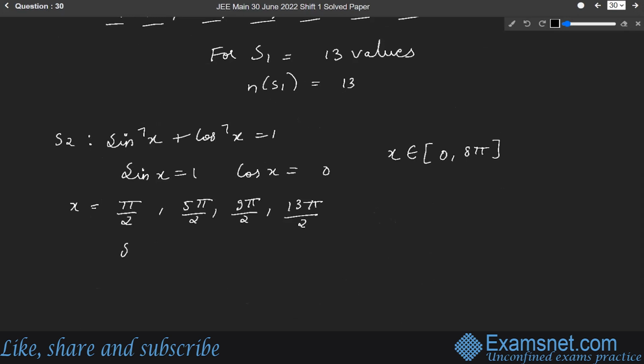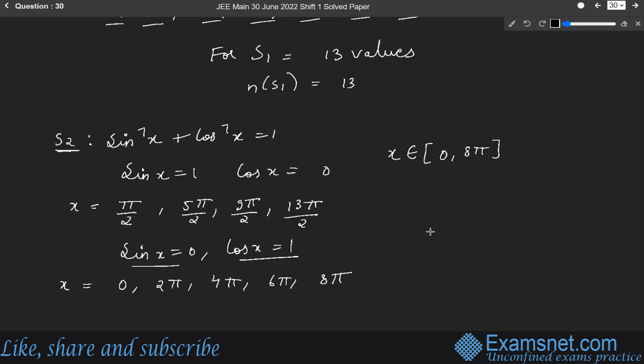It should also satisfy sin x equal to 0 and cos x equal to 1. So the possible values for x for this will be 0, 2 pi, 4 pi, 6 pi and 8 pi. We know that sin 0 is 0, cos 0 is 1. Sin 2 pi, sin 4 pi, sin 6 pi, and sin 8 pi will be 0. And similarly, cos 2 pi, cos 4 pi, cos 6 pi, and cos 8 pi will be 1. So here the total number of values is 5. So what are the total values for set S2? 1, 2, 3, 4, 5, 6, 7, 8, and 9. So here we have a total of 9 values.